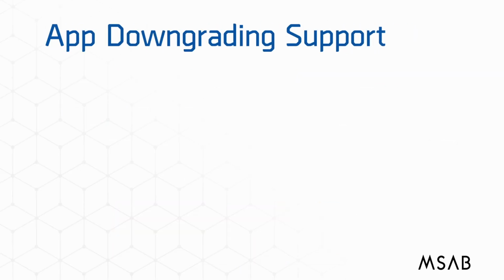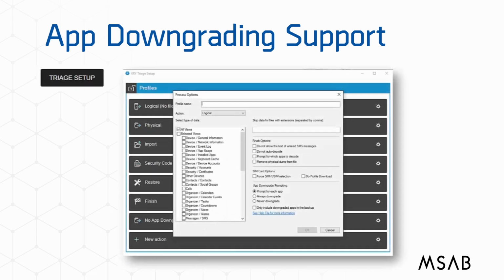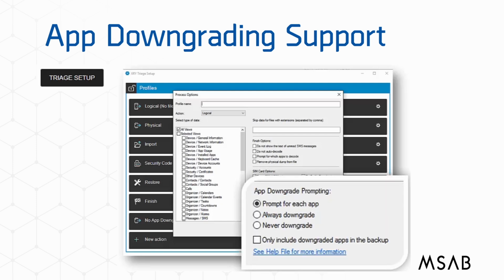The app downgrade functionality introduced in the last version of XRY has been extended from Android 4.0 to 6.0.1. This new update allows for the downgrade of most apps supported by XRY on the Android platform. In the triage setup that you can see illustrated here, the user will be able to select if they would like all apps or only downgraded apps to be included in the backup.